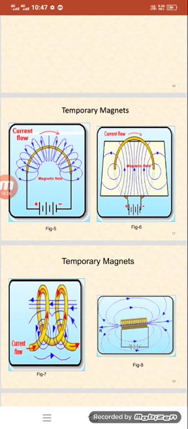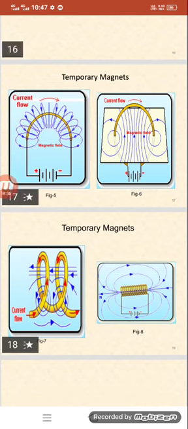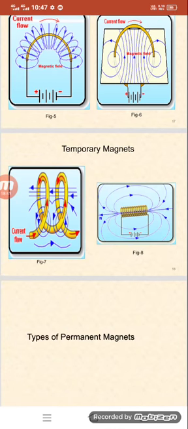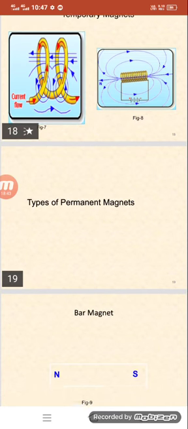Whatever the magnetic lines which are coming from one end of the magnet is called the north pole, and the end in which the magnetic lines are going to reach is called the south pole. Going to the types of permanent magnets, we are seeing some types of permanent magnets.